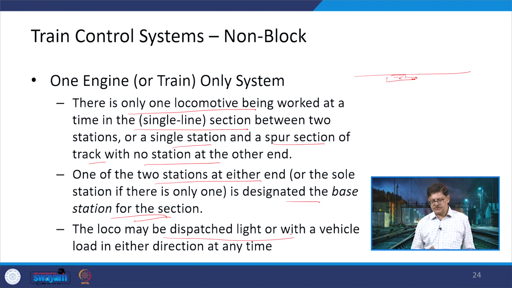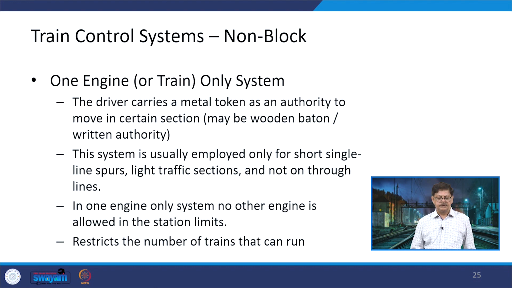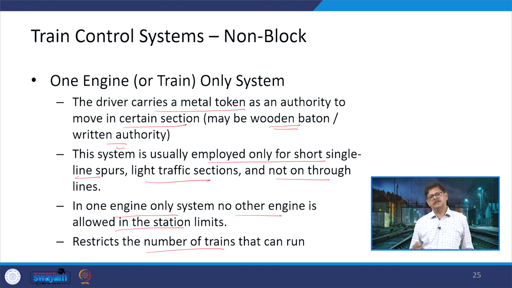The locomotive may be dispatched light or with a vehicle load in either direction at any time. The driver carries a metal token as an authority to move in that certain section, and this can also be a wooden baton or a written authority. So, there can be different forms in which this authority can be given to the driver to move on that section. Now, this system is usually employed for short single line spurs or light traffic sections, not on the through lines where the traffic is continuously moving. In one engine only system, no other engine is allowed in the station limits. That is the only one train which is going to be there. So, that is where it restricts the number of trains which can run in this particular section.